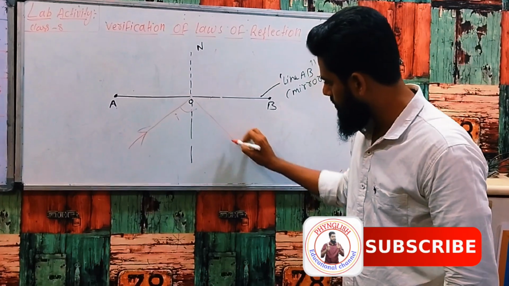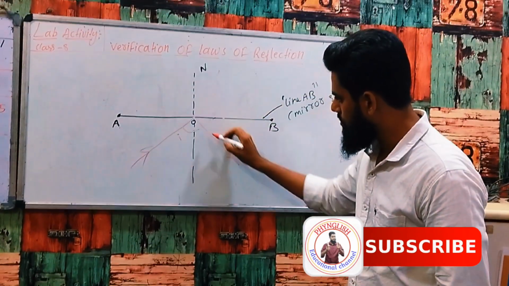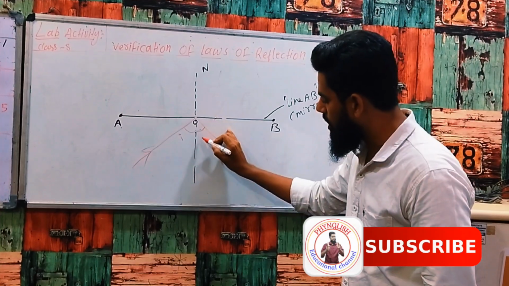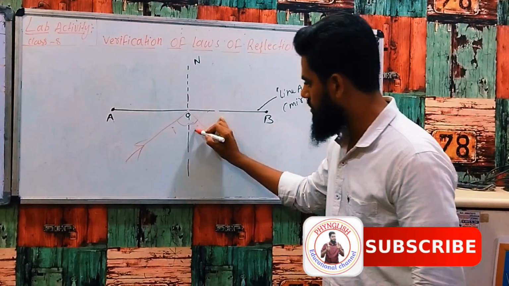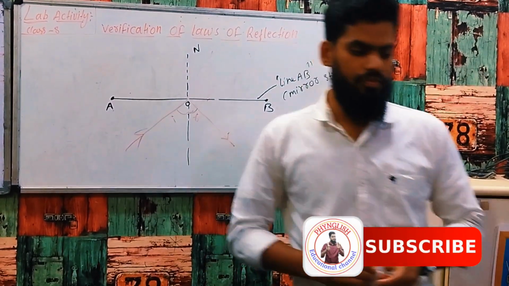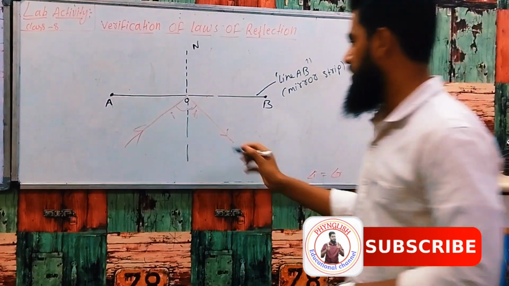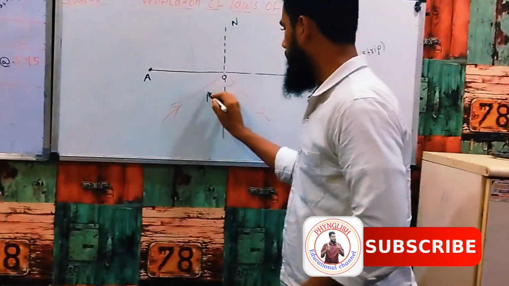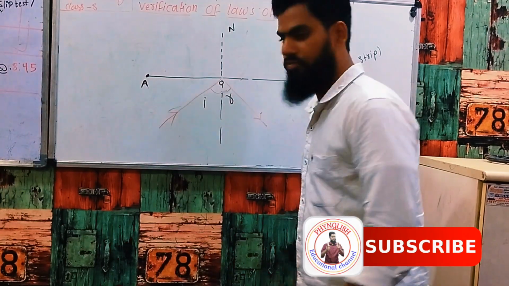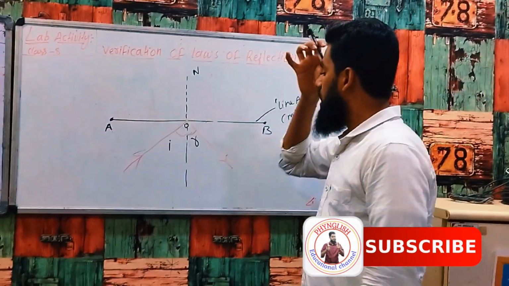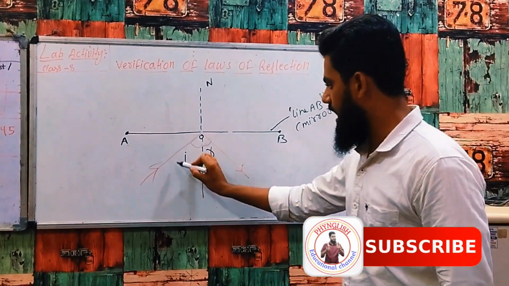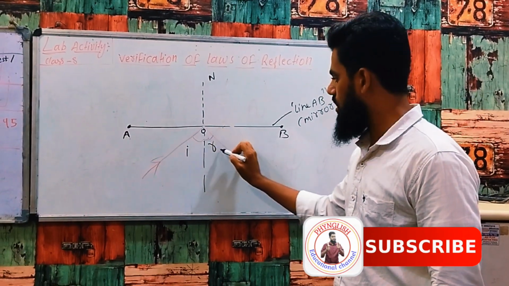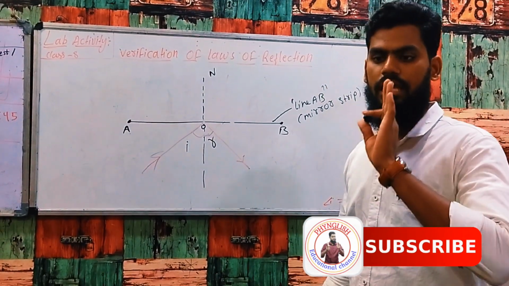Okay, and this angle is called angle of reflection. Very good. This is angle of incidence, angle of reflection. So students, reflection first law states that this angle of incidence and angle of reflection is always equal.